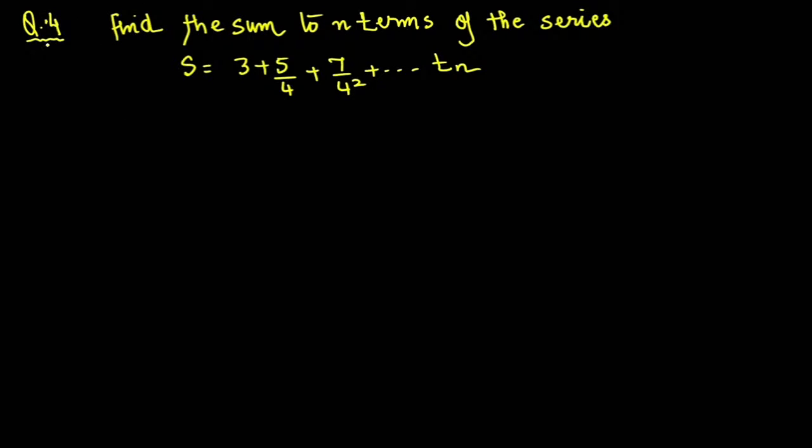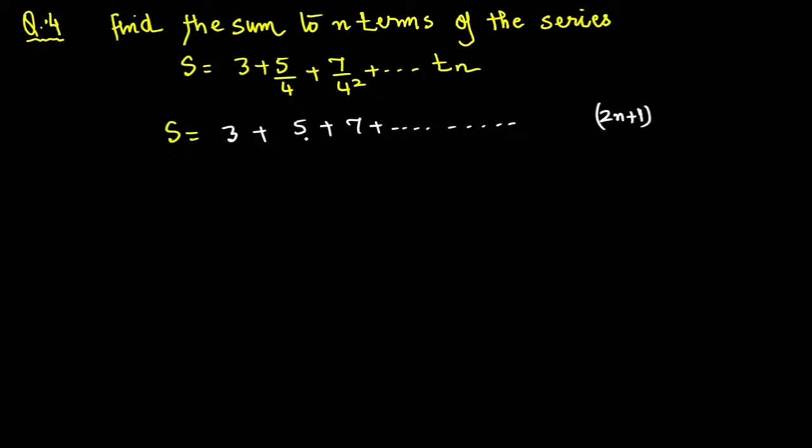Now let's solve question number 7. Find the sum to n terms of the series. I am writing S is equal to 3, 5, 7. This is an AP, so the nth term will be 3 plus n minus 1 times common difference 2. After simplifying it becomes 2n plus 1. So I'm erasing this and writing 2n plus 1.